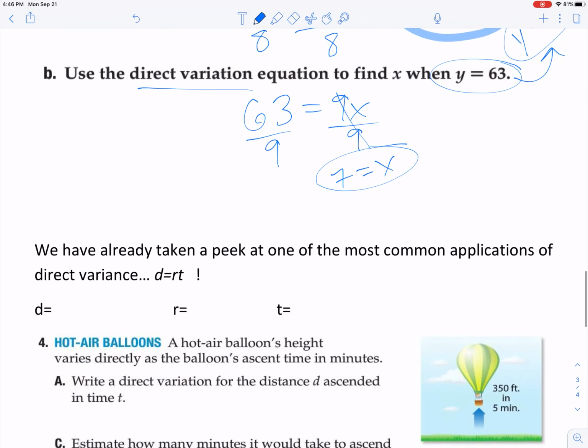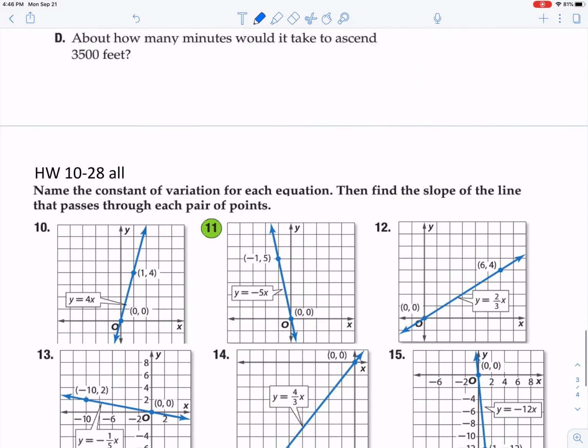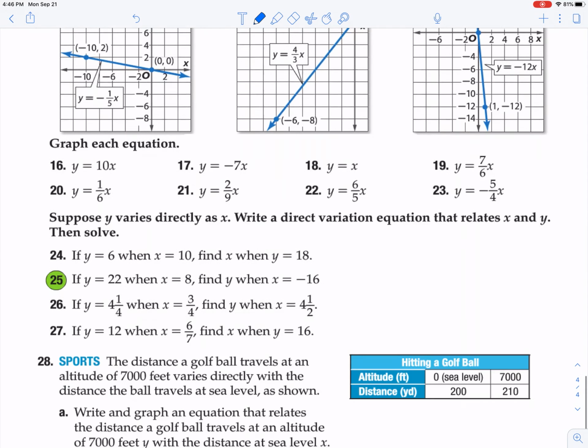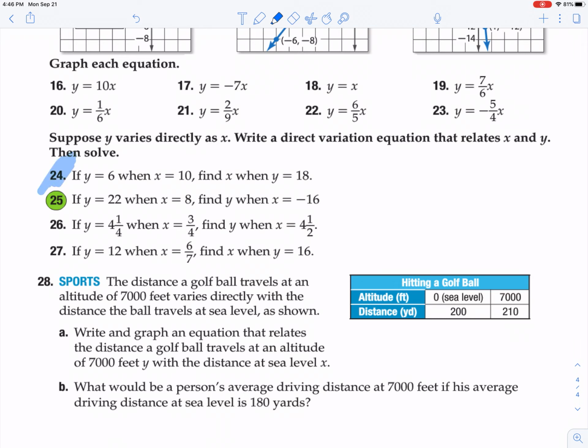What's probably most confusing is the way it's going to word this potentially on your homework. So let's look at maybe number 24 here. The way it's going to word it is going to have basically those two questions we just did combined into one. So if y equals 6 when x equals 10, find x when y equals 18.